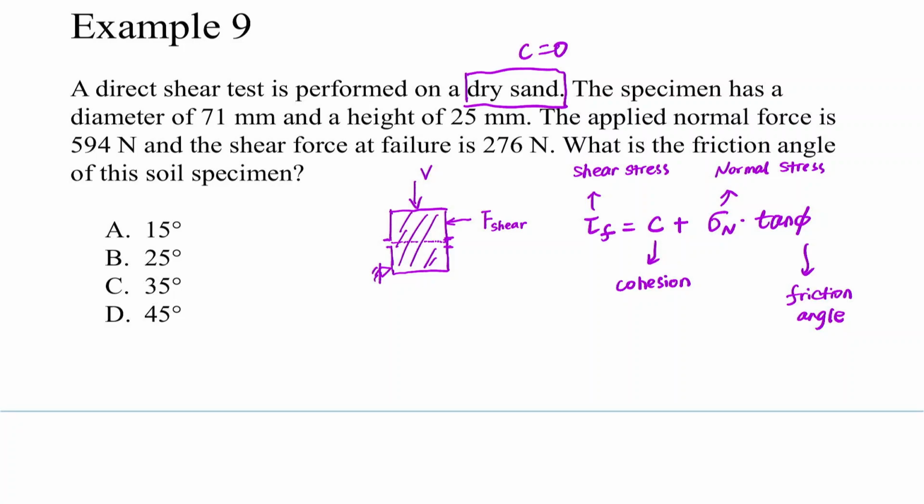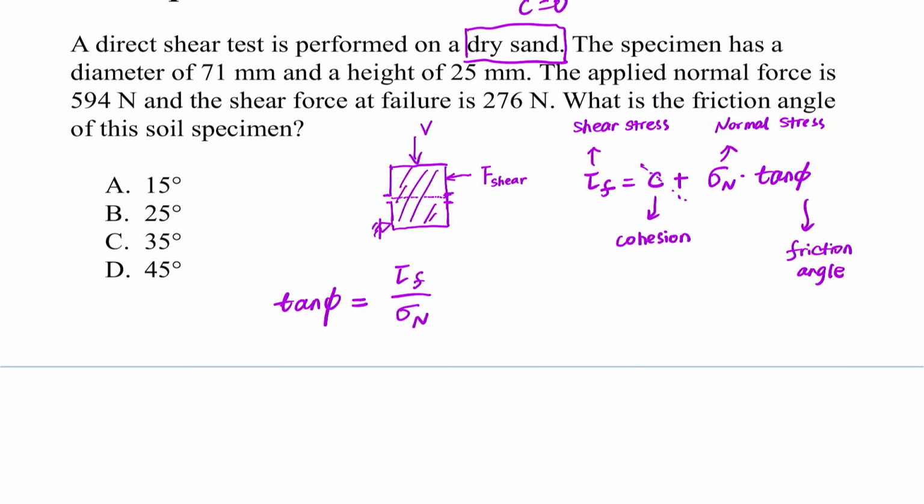So now the equation is a little bit easier. We're basically talking about tangent friction angle being your tau F over the sigma n, right? The tau F over sigma n. So after we figure out the tau F and the sigma n, we should be good to go. Well, we do know the normal force. We do know the shear force, but we don't know the stress.